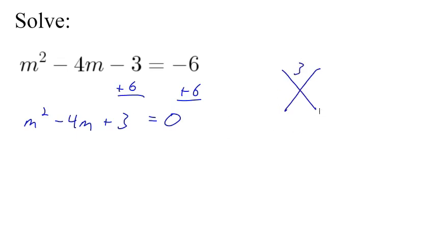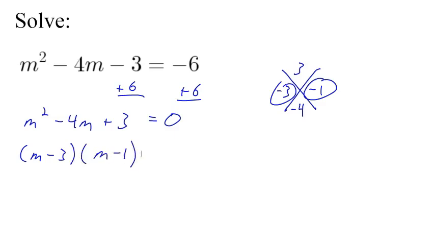Trying to think of two numbers that multiply to make 3 and have a sum of negative 4. Well, that would be negative 3 times negative 1. So they have a product of positive 3 and a sum of negative 4. These wing numbers will help us get our factors. So we have m minus 3 times m minus 1.